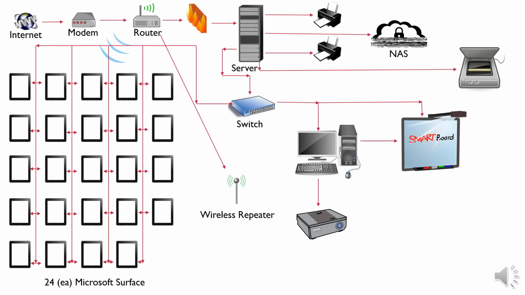Finally, we have created an easy-to-read and follow network diagram for the Allied Aircraft Manufacturing Student Network. This diagram shows how all the devices, workstations, and wireless system will interconnect and interact with each other.